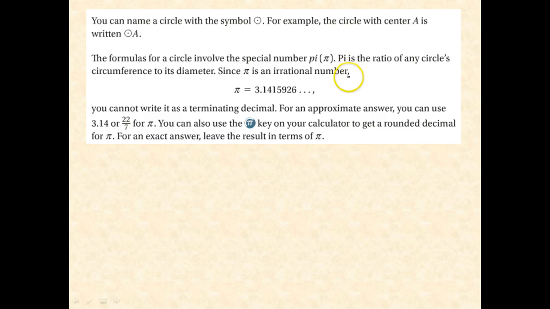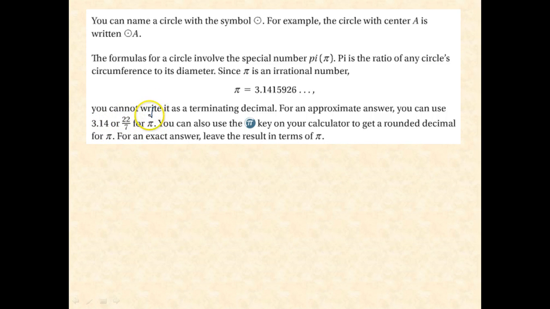Boom. Chicken grease. So, you can name a circle with the circle and a dot symbol. For example, the circle with center A is written circle A. The formulas for circle involve the special number pi. Pi is the ratio of any circle's circumference to diameter. Since pi is an irrational number, and it goes on forever, a non-terminating decimal, for approximation you can use 3.14 or 22 divided by 7 or just the pi number.